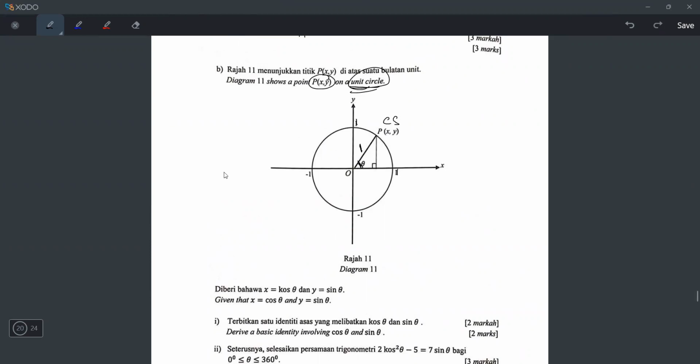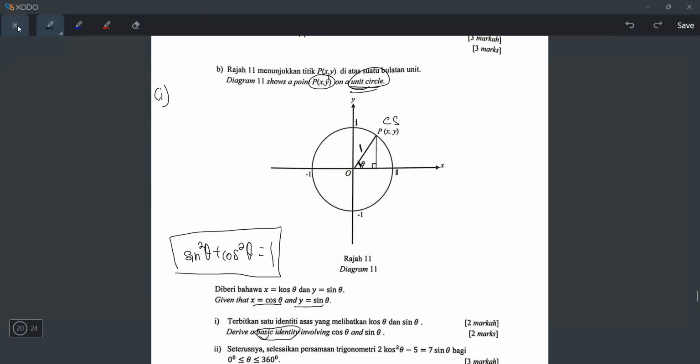Okay, for unit circle. And then they say what? Given that x equals cos theta, y equals sine theta. Even if they never tell me this also, you should know about this. But they tell us already. x is equal to cos theta, y is sine theta, but we should know it also. Okay, number 1 says what? Derive a basic identity involving cos theta and sine theta. The basic identity that they are talking about is this one. Sine square theta plus cos square theta equals to 1. So what they want is you to derive this formula.